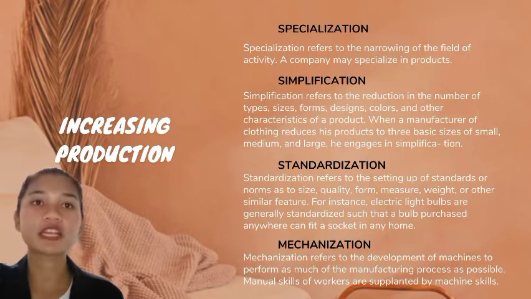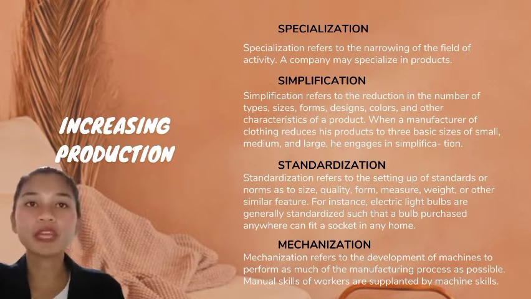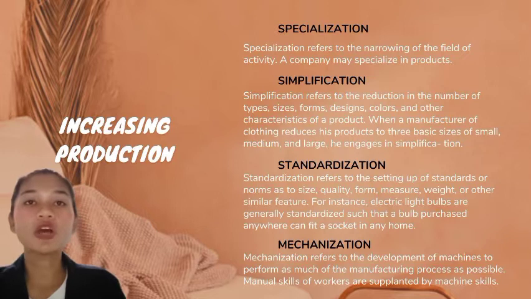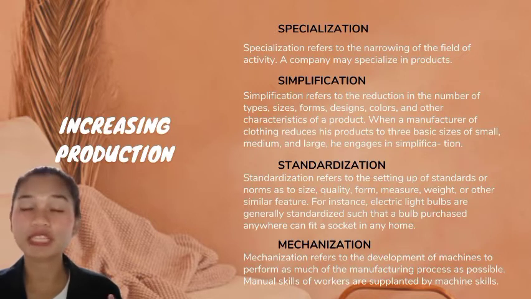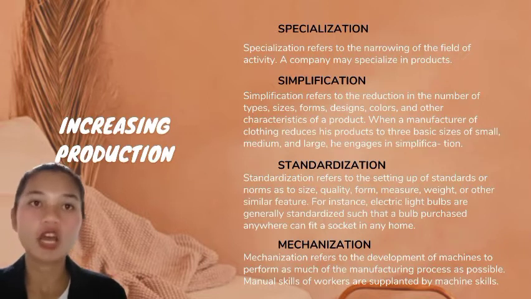First, we have specialization. A company may specialize in products. Instead of putting out a variety of electronic products, a company might specialize in only a few kinds of transistor radios. Specialization may be applied to processes, equipment, or labor skills. The term specialization is used to refer to the narrowing of the field of activities.